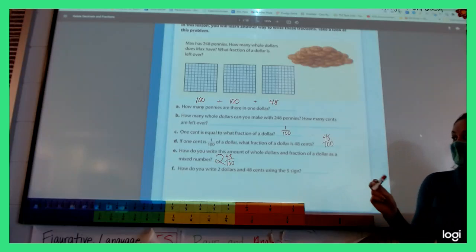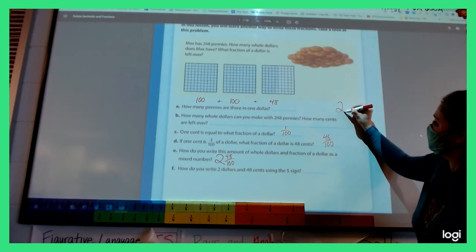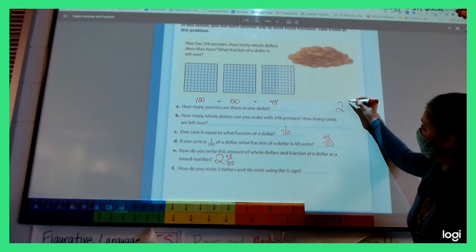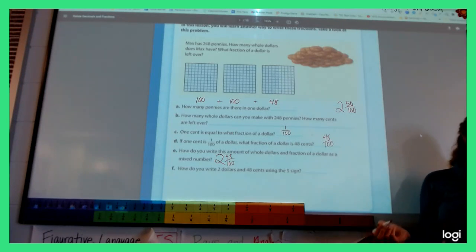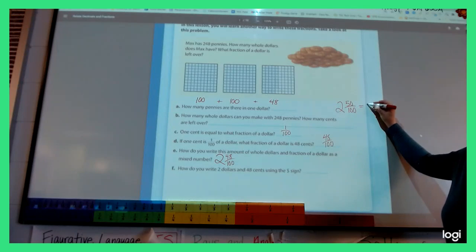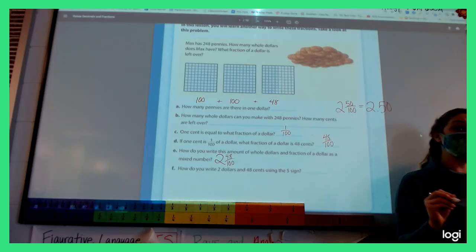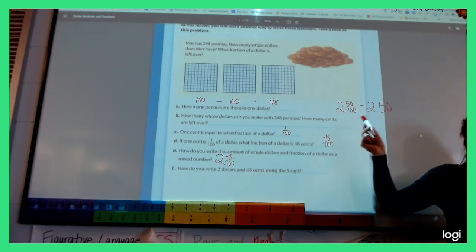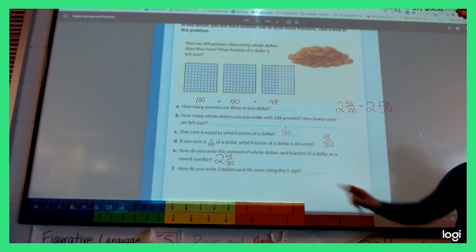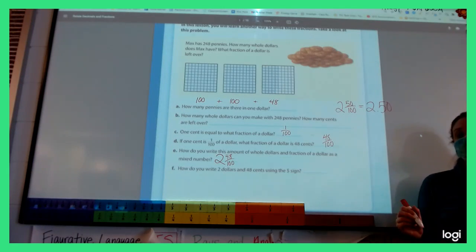Yes. Okay. So let's say I bought something and it's $2.50. Well, I could say it's $2.50 out of 100, but that is not how we write it. So let me show you. This would be $2.50. Okay? Decimal. These things mean the same thing, and this is what we are working on today. Okay? So our last question down here, how do you write $2.48 using a dollar sign?